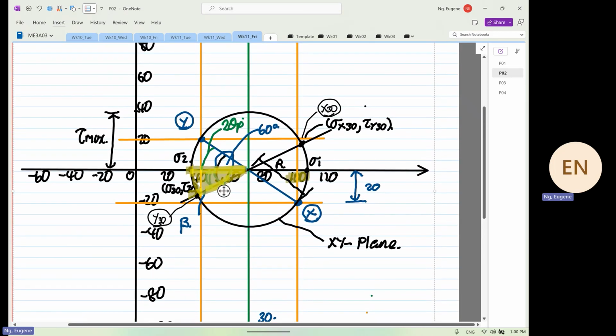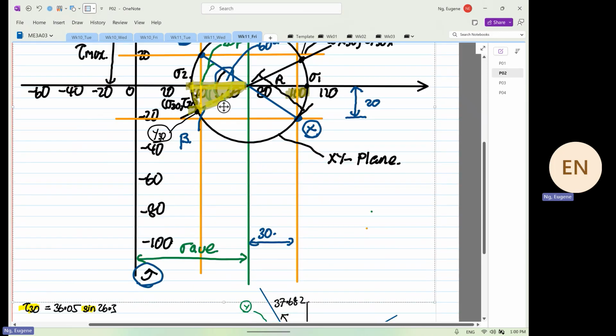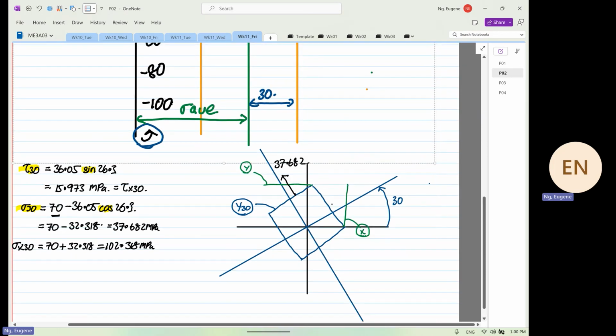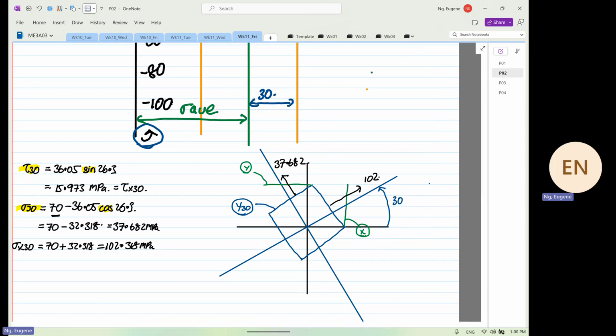And then we know the X, okay? Going to X30, that is like 100 over. So that point over there, this is tensile. This is equal to 102.318 megapascal on both terms.